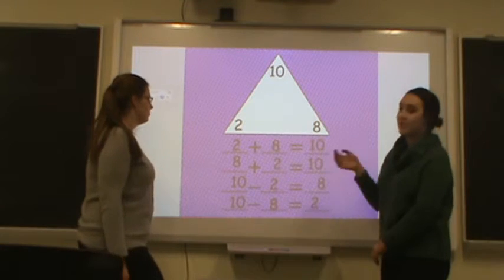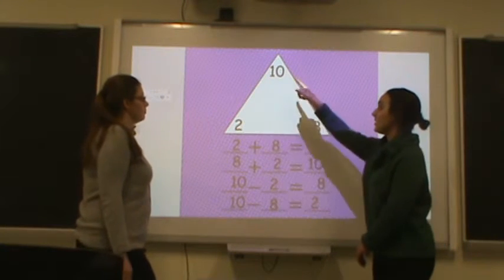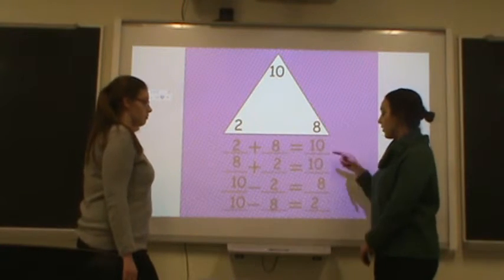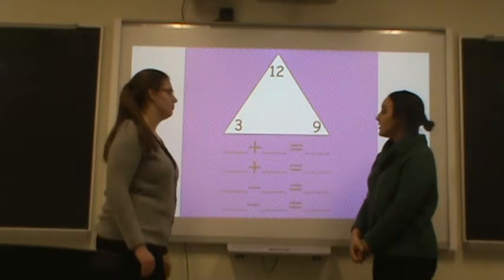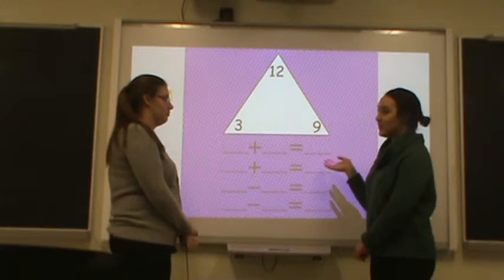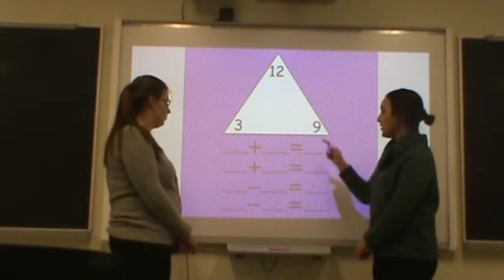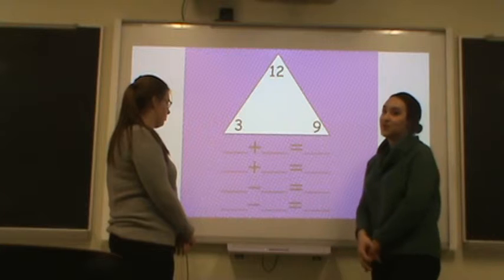So we would reinforce throughout all of these that the students are using the same 3 numbers for all 4 math sentences. So again, here's another example. We would have students come up to the board and drag the numbers in the appropriate locations.